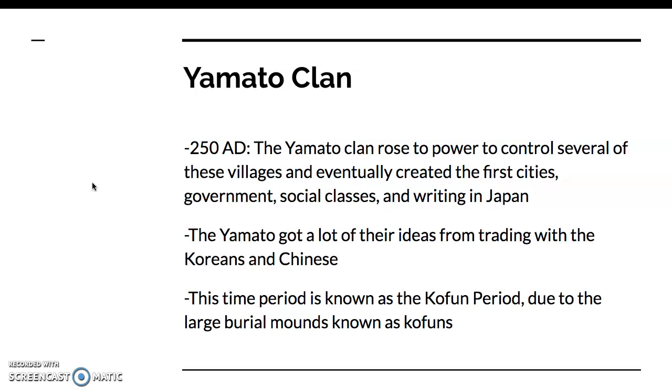Fast forward several hundred years to 250 AD, the Yamato Clan rose to power to control several of these villages and eventually created the first cities, government, social classes, and writing in Japan. The Yamato get a lot of their ideas from trading, and really a lot of their ideas on language and culture as a whole with the Koreans and the Chinese. So from those 2 areas, you're going to see a heavy influence in Japanese history, specifically ancient Japanese history, from Korea and China.